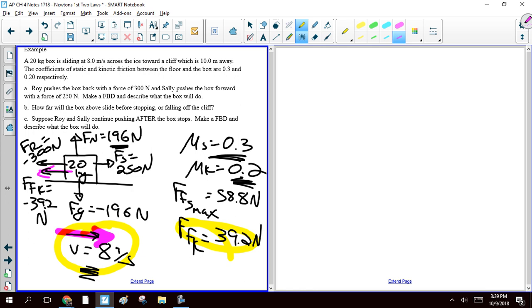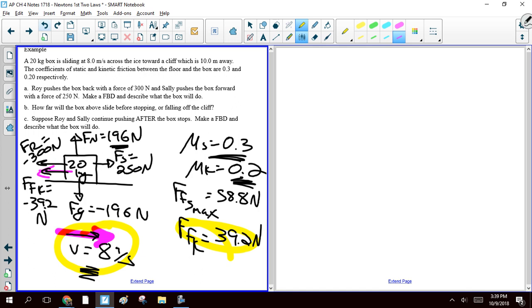Last year, I remember there were a lot of people who would look at a problem like this and think, oh, Roy has more force than Sally, so friction's going to help Sally. And that's not right. Remember, force of kinetic friction has nothing to do with the other forces, but only the direction of motion. Box is moving right, friction goes left. Okay? All right, cool. So that is that.